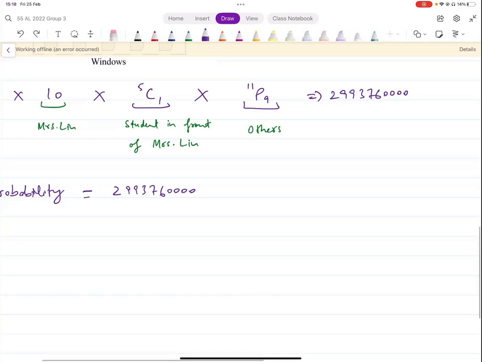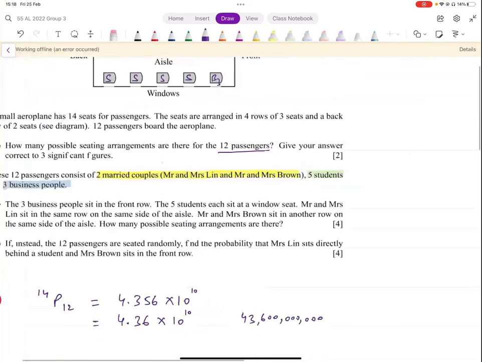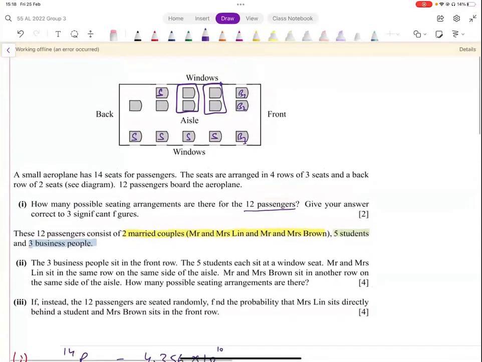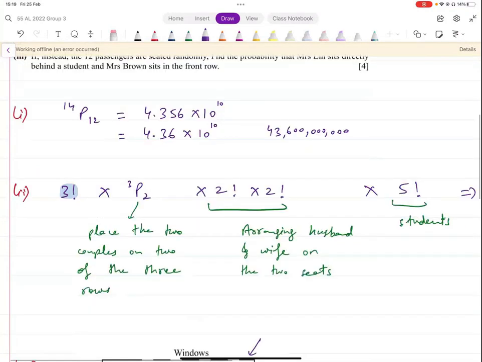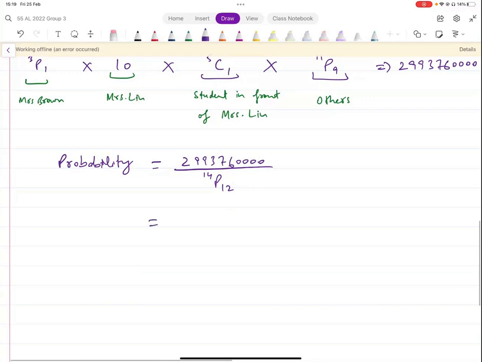Divided by the total number of possible outcomes. We have 14P12 total outcomes. We found that in the first part. Right? If there are no restrictions, in how many ways can we arrange? That's just 14P12. We divide by that total number of possible outcomes, and we get the probability. Okay? What do we get here? Twenty-five over three sixty-four. That's the probability. You can leave it like this if you want, or in decimals. That's your choice.